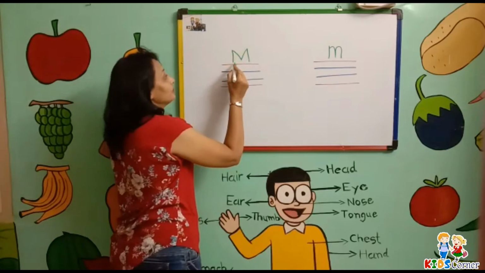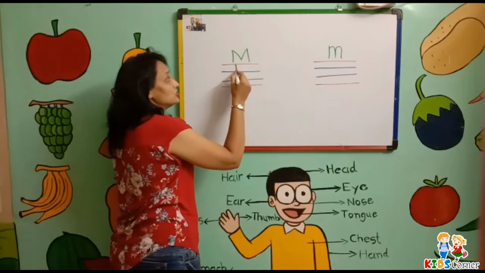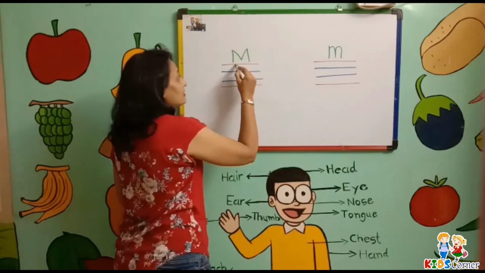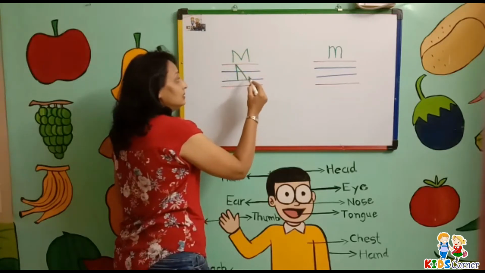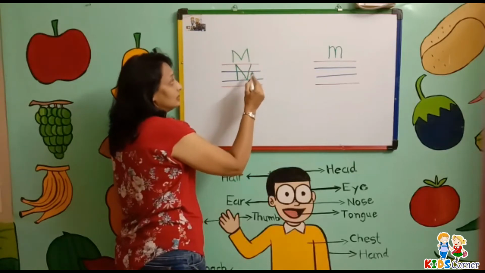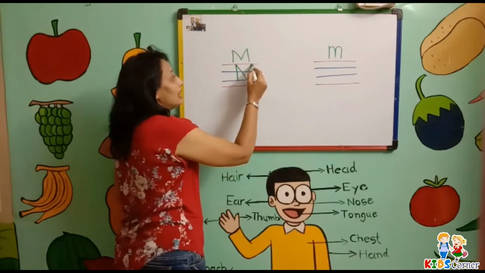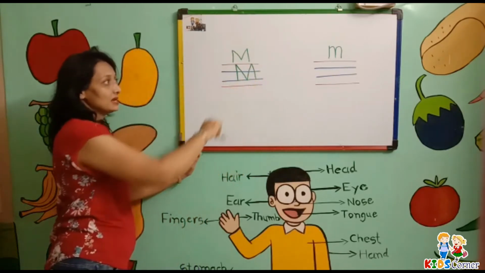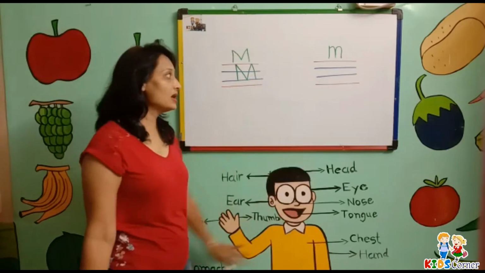Capital M. You have to start from the red line to the blue line. We have to make a standing line, a slanting line from the red line to the blue line, again a slanting line from the red line to the blue line, and then a standing line from the red line to the blue line. This is capital M. And this is small m.